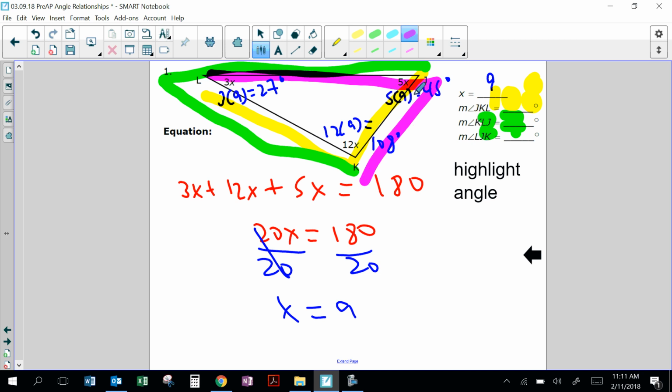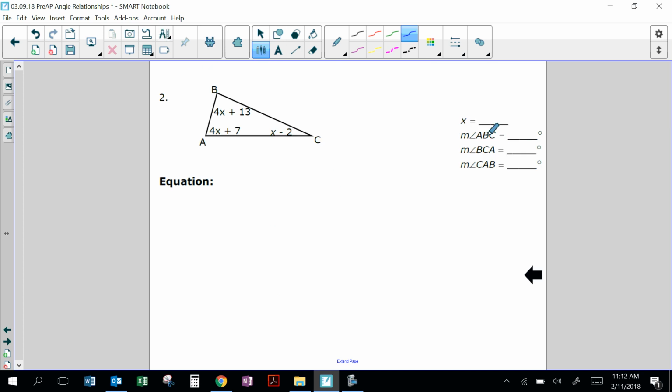LJK. So it's 45, and I'll use a pen for that one. 45 degrees. So this was 27 degrees and 108 degrees. That's one way you can do it. Another way you can do it is, what letter is in the center of each one? This is angle K, angle L, and angle J. That's a shortcut. Next one.